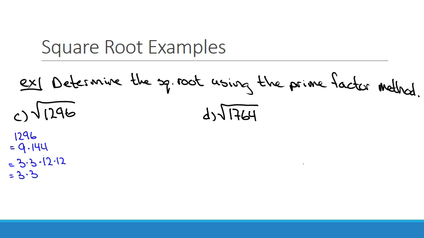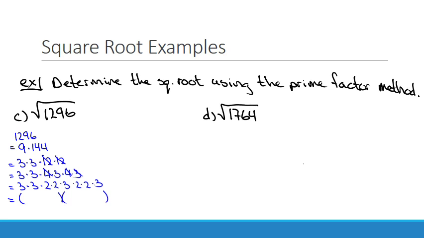So the 3's I carry, the 12, I can turn into 4 times 3. And then this 12, 4 times 3. Okay, I'm going to carry along my prime numbers. 4 is 2 times 2. Carry that prime. This 4 is 2 times 2. Carry along that prime. So now I've got a bunch of primes.